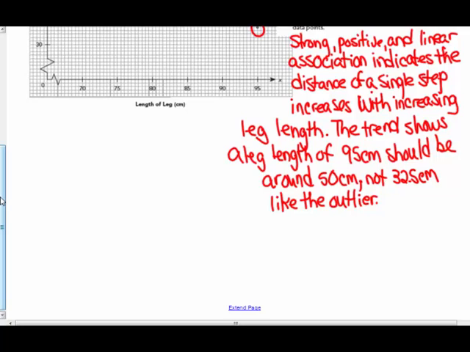And that's it for today. We're going to answer similar questions about strong, weak, no association, positive, negative, linear, nonlinear, and talking about outliers in your homework tomorrow in class.